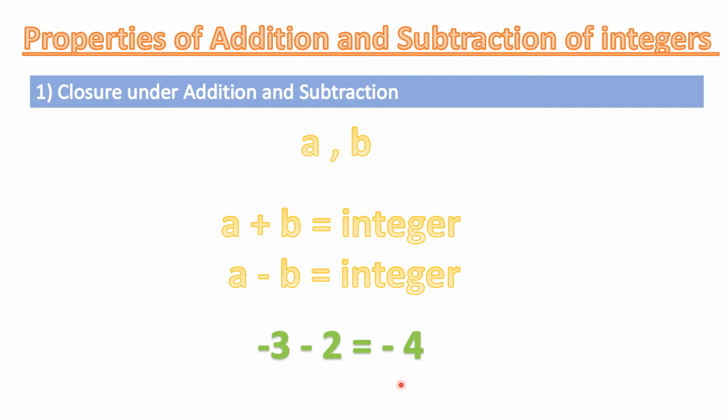And which integer is that? Minus 5. So that means, again saying, when we take two integers and when we add them, we get an integer itself. When we take two integers and when we subtract them also, we get an integer itself. So now let's go on to the next property of addition and subtraction.